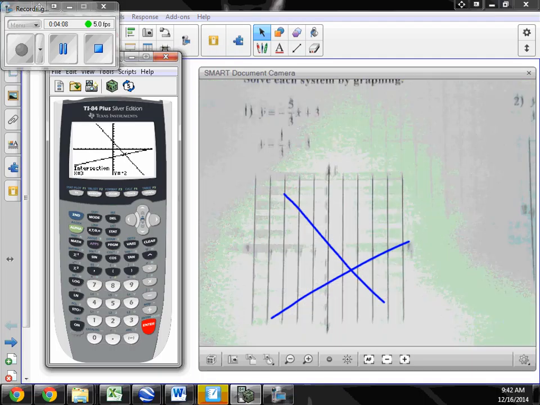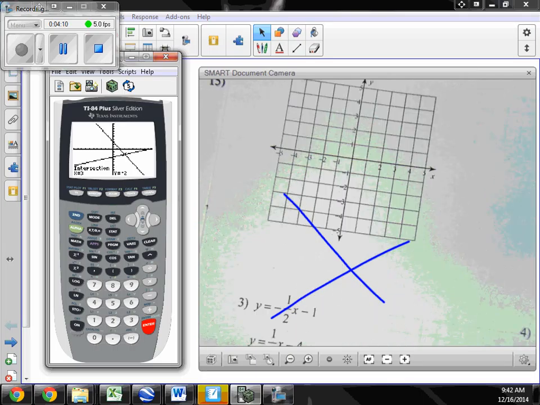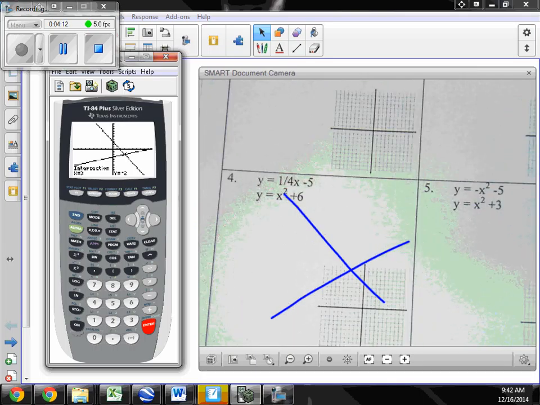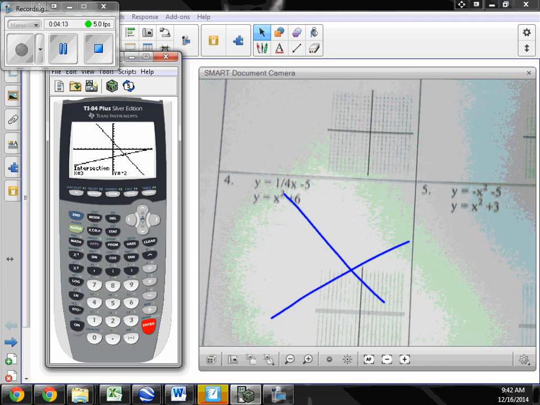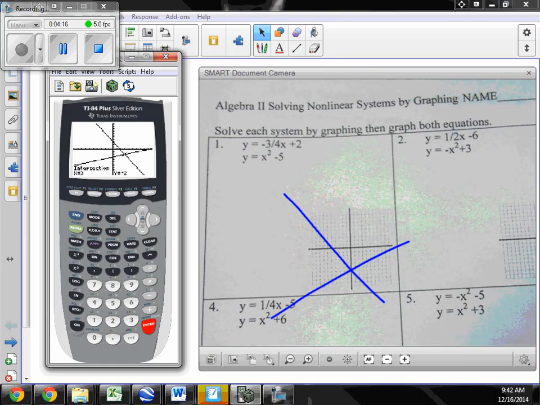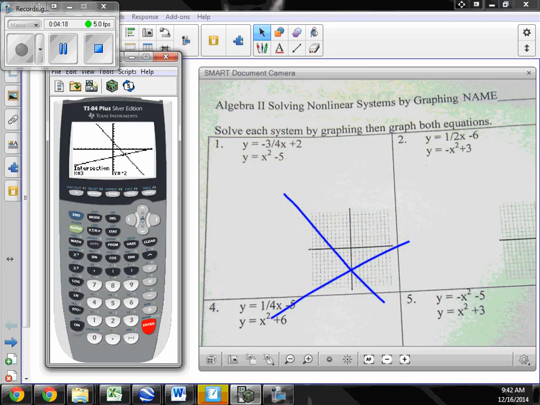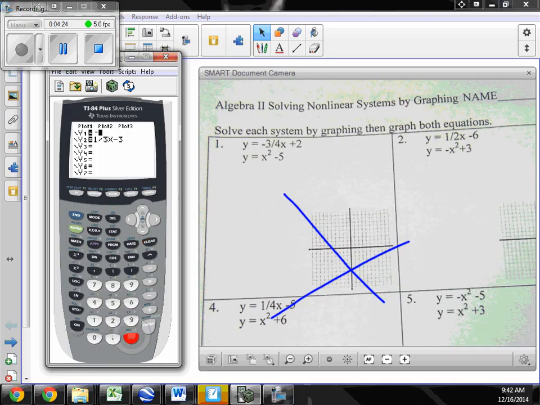Okay. Look at the other worksheet. On this one, they're not necessarily linear. So for this first one, we have a linear equation and a quadratic equation. So plug those in. And then x squared minus 5. Oops.